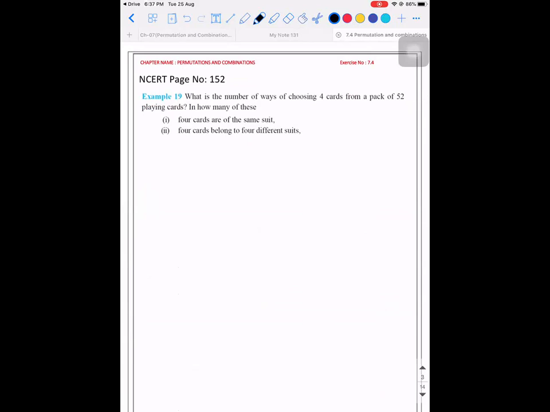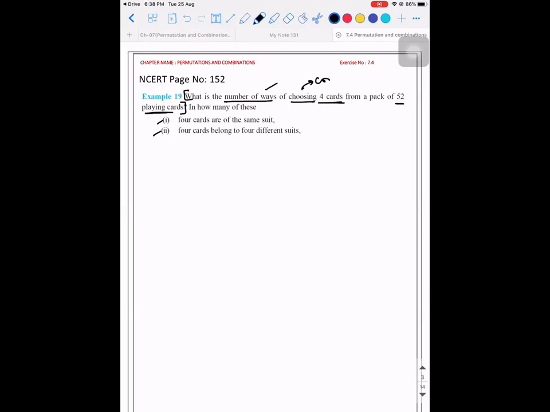So now, let's start with Rohan. Rohan, you try this question, okay? Yes, sir. What is the number of ways of choosing 4 cards from a deck of 52 playing cards? In how many of these are 4 cards of the same suit? So, sir, first I should tell the total number of ways? Yes. First, you have to answer this, then you have to answer this condition. Mithun, you will be next, okay? So, what is the number of ways of choosing?